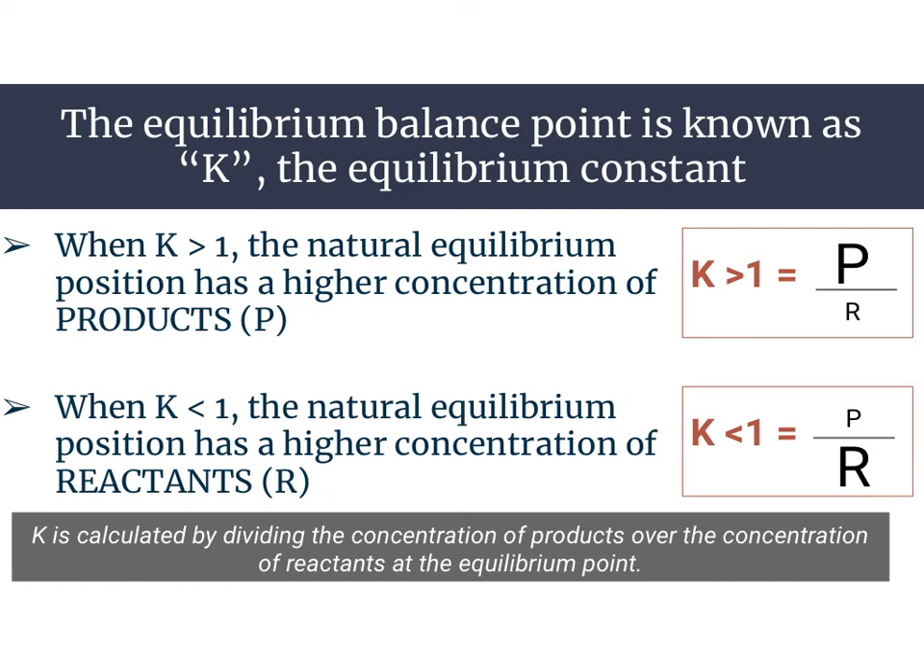When K is less than 1, my natural equilibrium has a higher concentration of reactants. So maybe we only have 10% products, but 90% reactants. And we can calculate K by dividing the concentrations of products over the concentration of reactants at equilibrium. So we can calculate K, and we can also look up K for most common reactions because people have already done that work for us.